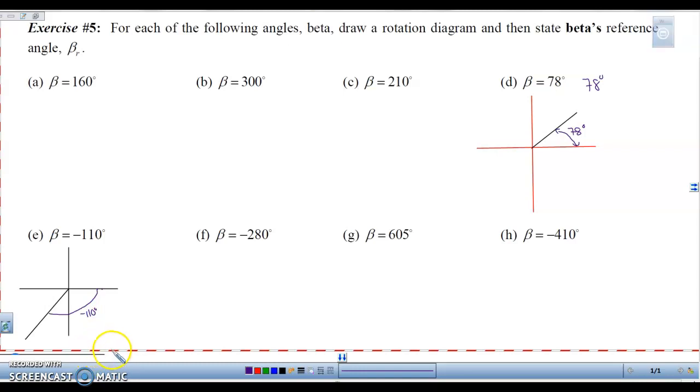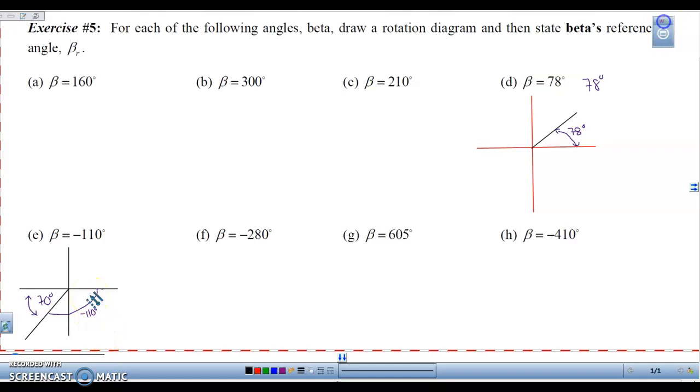Now, what would the reference angle be from here to here? Because remember, the reference angle is always measured from the x-axis. Well, if this is 110, that means that this angle here has to be 70. Notice I'm not worried about if it's positive or negative. The reference angle is always going to be positive. So it's 70 degrees going from here to here. And then you always go to the x-axis.